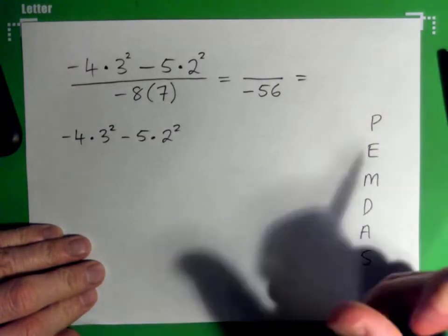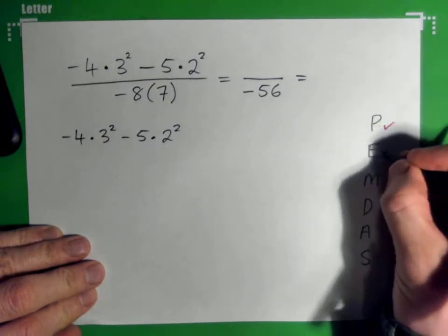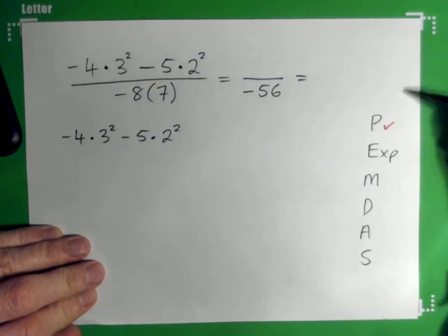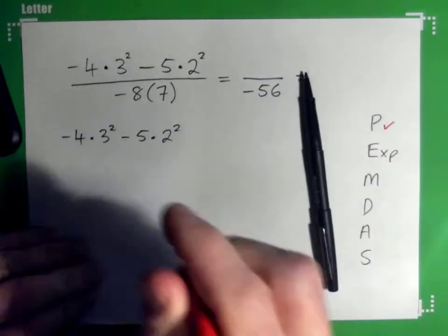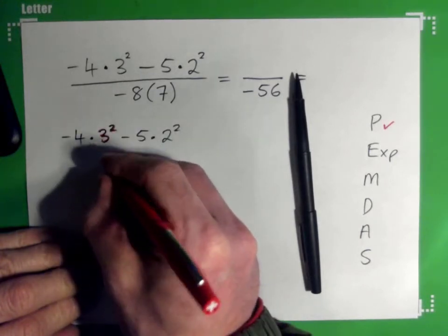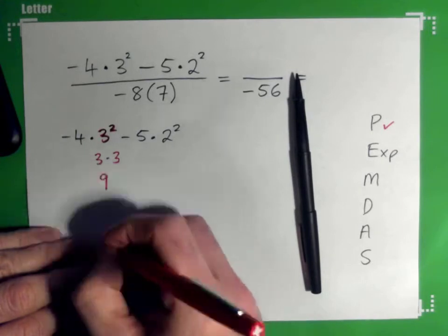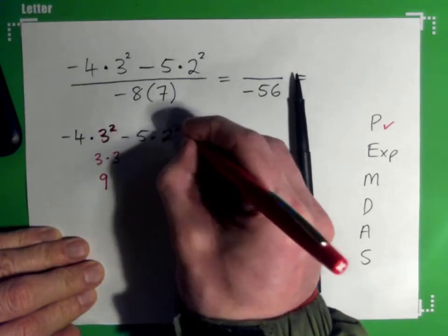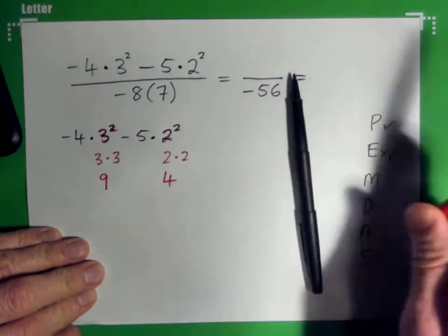We don't have any parentheses in this expression. We do have exponents, right? So if I follow the order of operations, I've got to do my exponents next, right? So 3 squared makes what? 3 times 3 equals 9. Yeah, 3 times 3, and that's 9. What's 2 squared? 2 times 2, which equals 4. That's 4. All right, so we did our exponents.